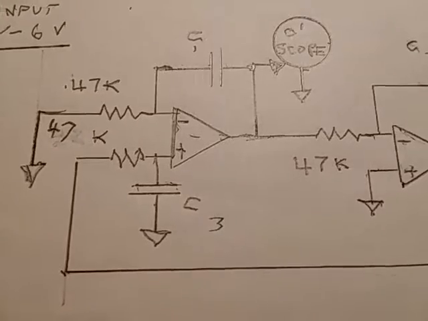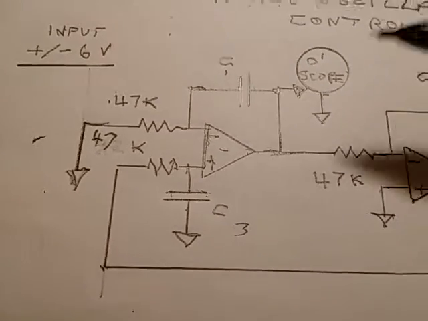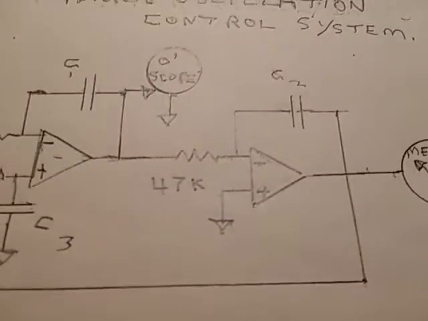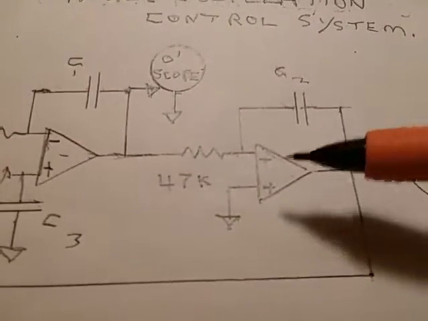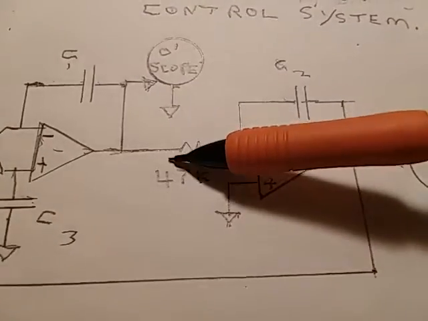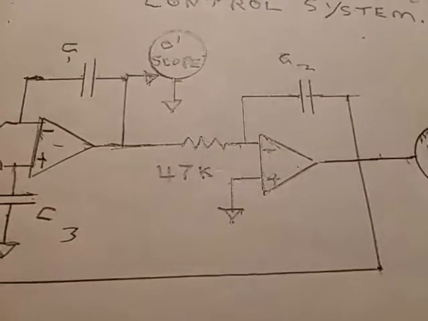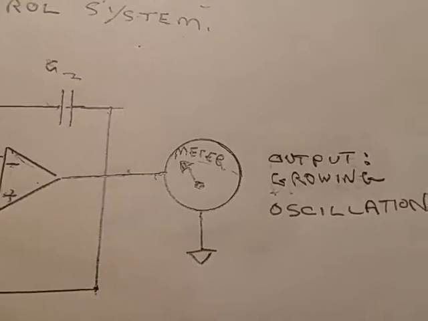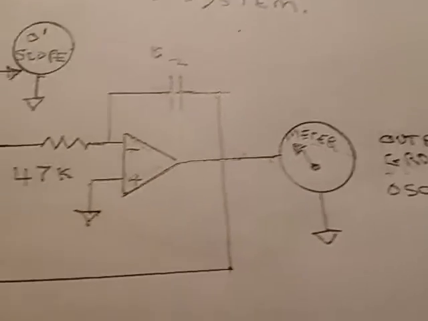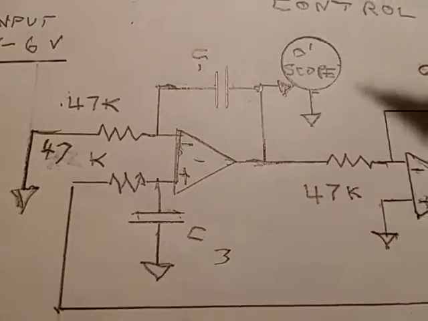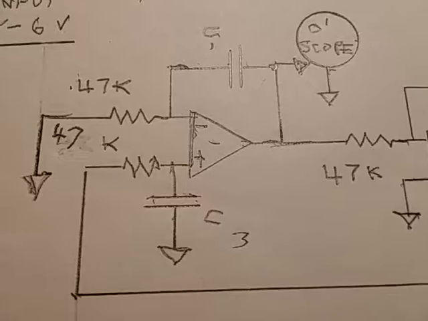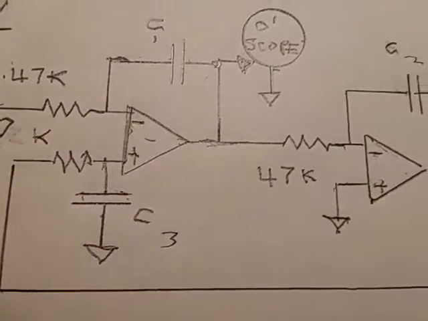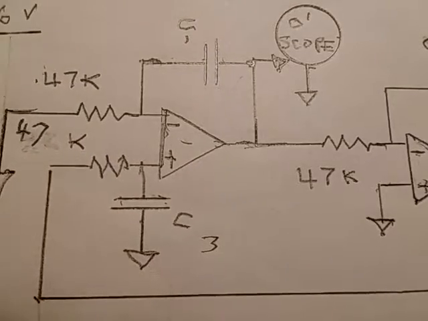Here's a circuit consisting of an error detector and a motor, where the output of the error detector goes into the motor. The output will be shown on the meter, which becomes growing oscillations. And the oscilloscope will show the output of the error detector. All capacitors are the same, and all resistors are 47K.